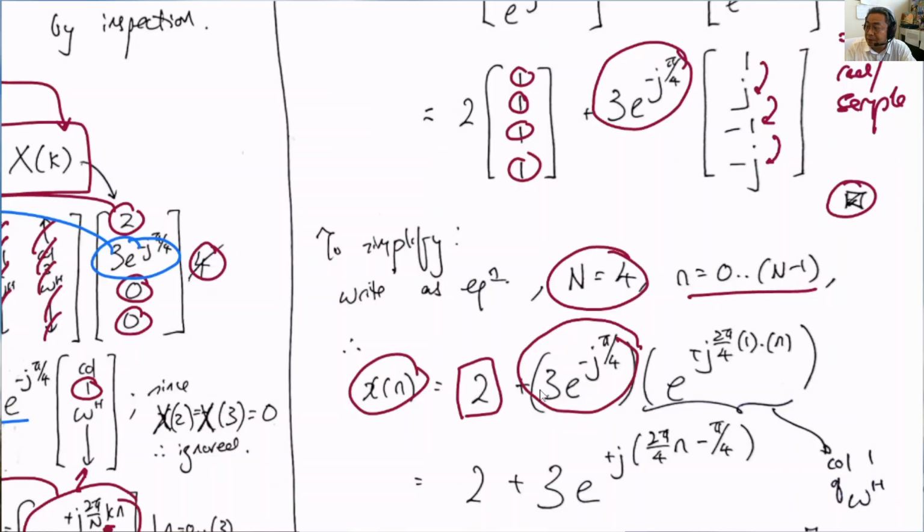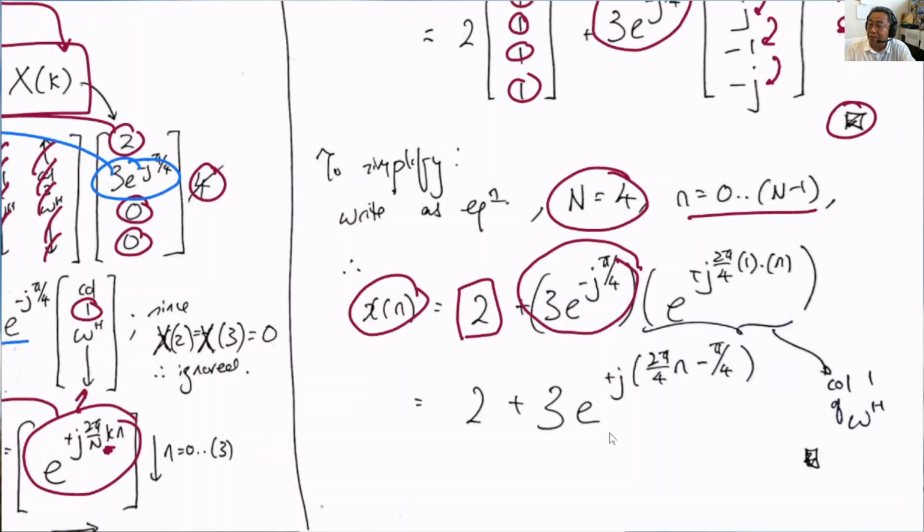Now we can collapse this 3e^(-j pi/4) and e^(j 2 pi/4). We bring the 3 out, and the exponent can be brought inside to become the phase shift of this sequence. Okay, so that's it. Thank you.